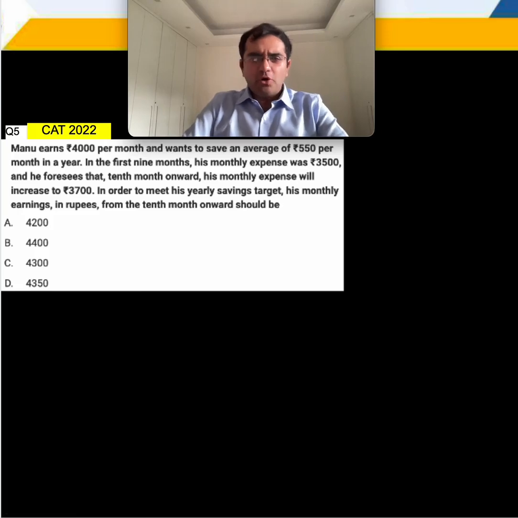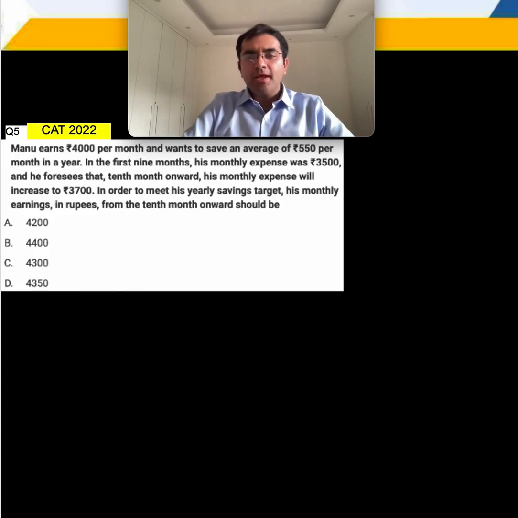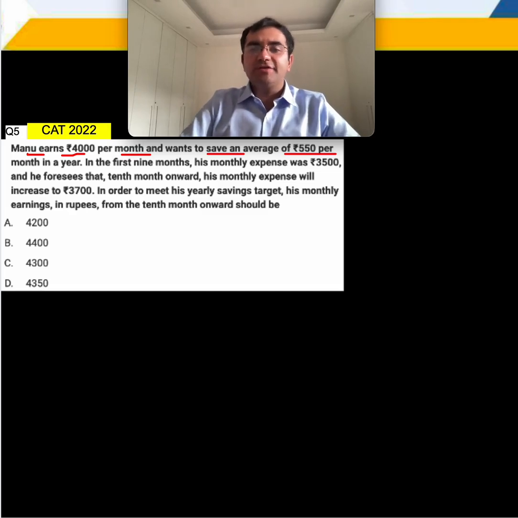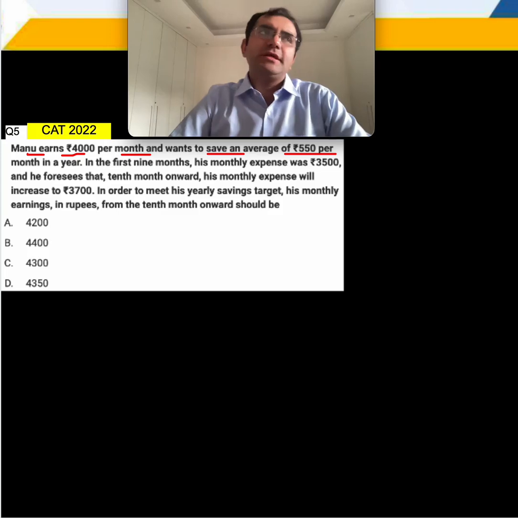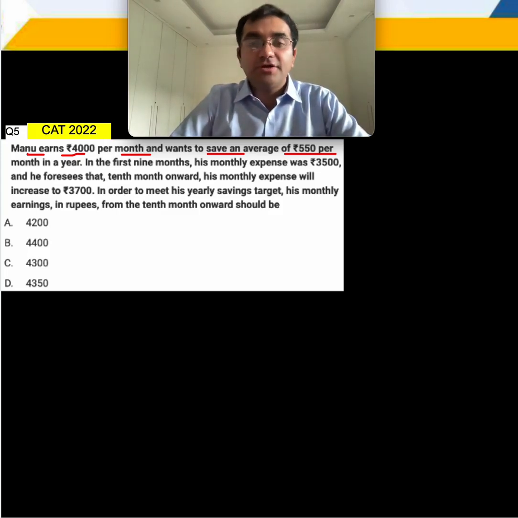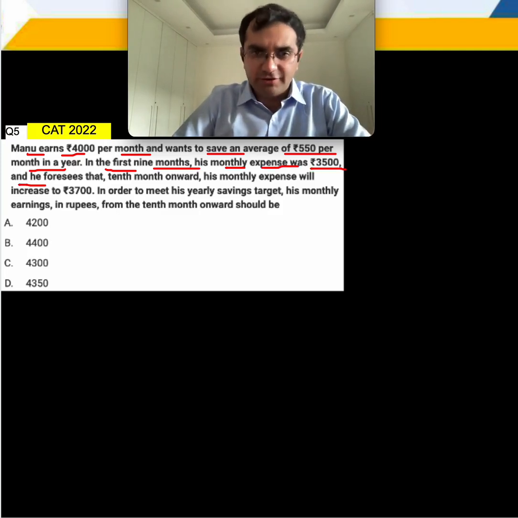Very normal kind of maths question or an equations question. Instead of making lengthy, cumbersome equations, we'll just do it via common sense. Manu earns 4,000 per month. He wants to save an average of 550 per month. ठीक है? 4,000 minus 550 means it allows for expenses of 3,450. But in the first 9 months, 9 mahine, his monthly expense was 3,500 rupees.